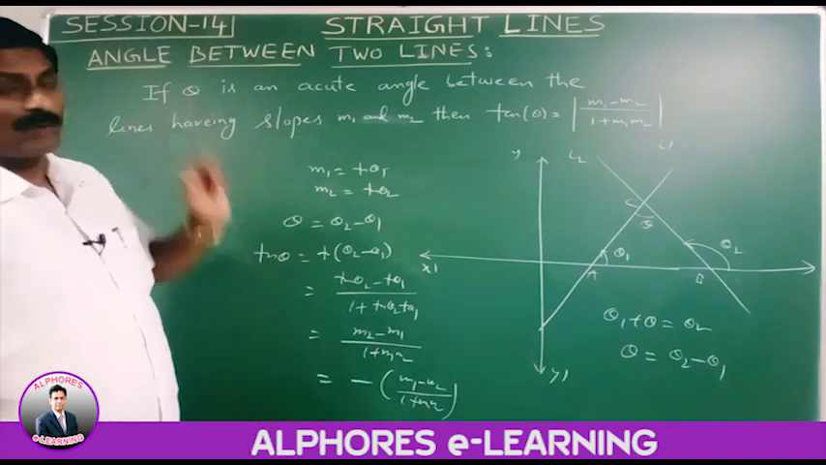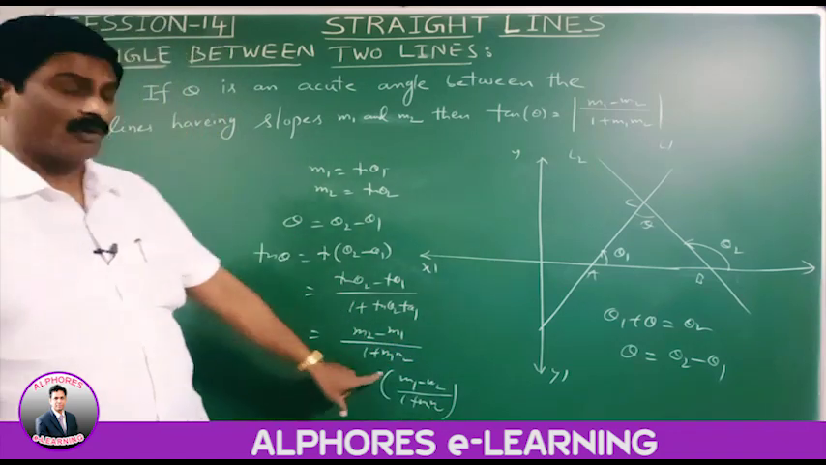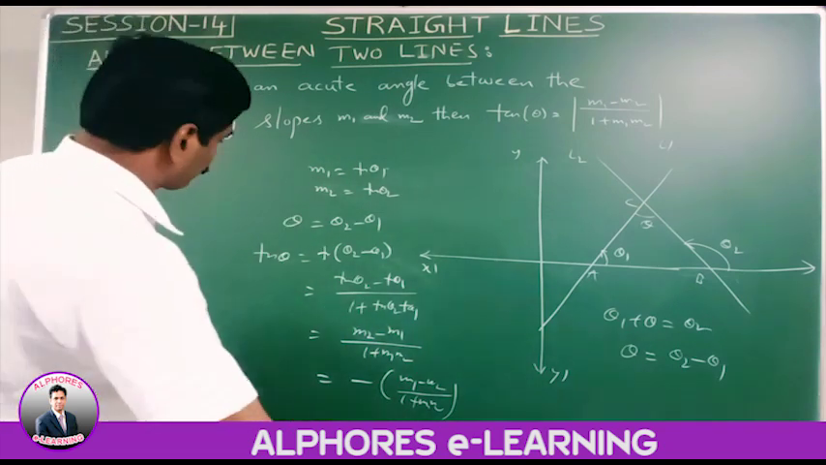But here theta is an acute angle. That means we get only a positive value. So apply the mod value. Therefore tan theta is equal to mod of (m1 minus m2) by (1 plus m1 m2). Please note this value. Proof.